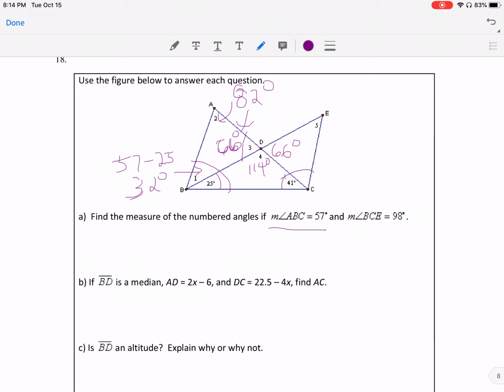I know that this whole angle right here is 98 degrees. This is 25, so 180 minus 98 is 82 degrees. 82 minus 25 is, I believe, 57 degrees. So angle 5 is 57 degrees. And I have all of the angles up there.